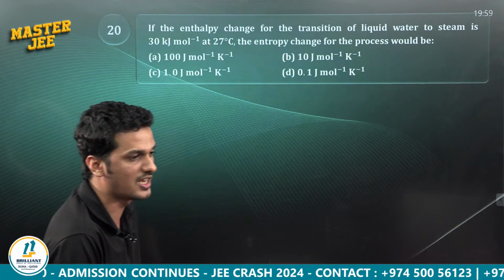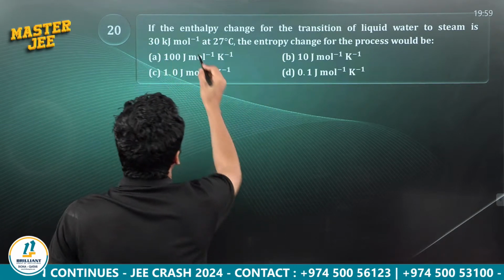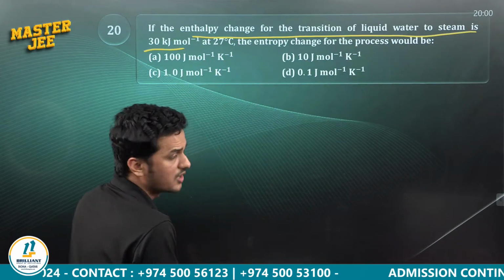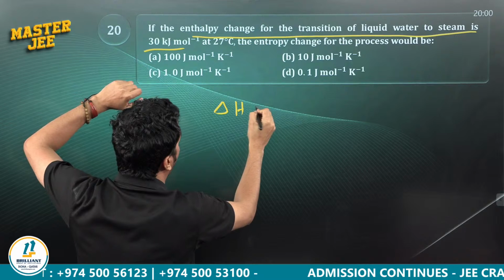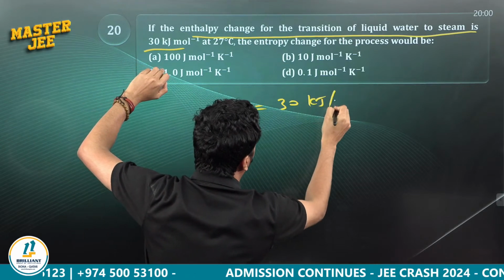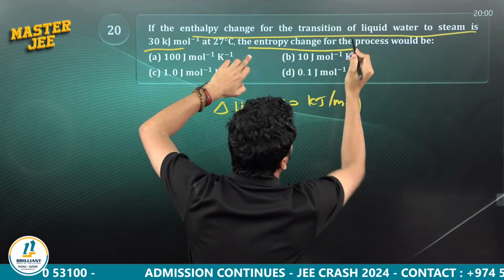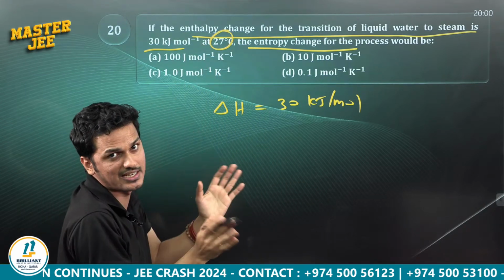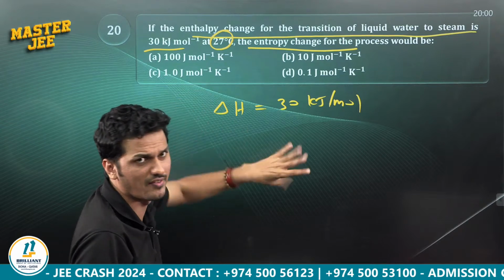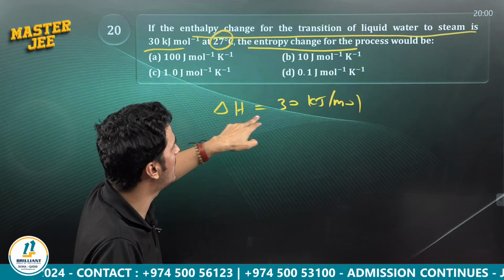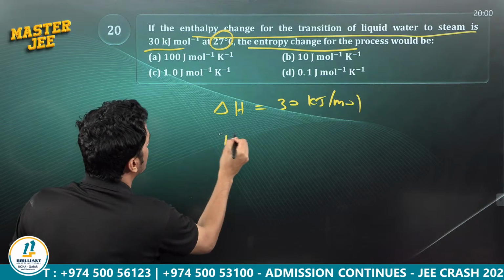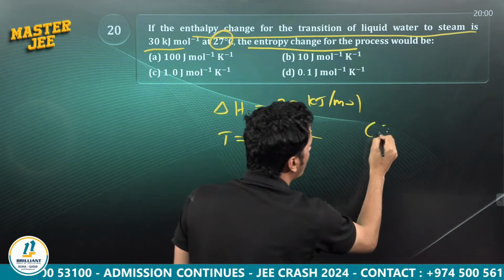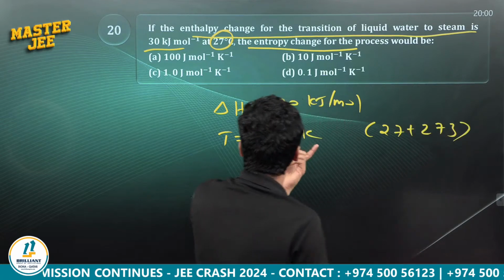Last question, guys. This is the simplest question. If the enthalpy change for the transition of liquid water to steam is 30 kilojoule per mole, that is the enthalpy of vaporization. They are asking for the entropy change. This is not at the boiling point because they are talking about 27 degrees Celsius. So the enthalpy is 30 kilojoule per mole at a temperature of 27 degrees Celsius, that is 27 plus 273, we get 300 Kelvin.